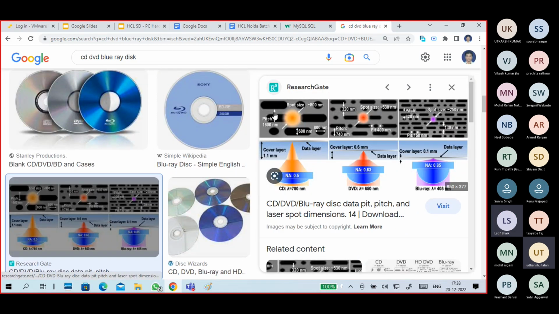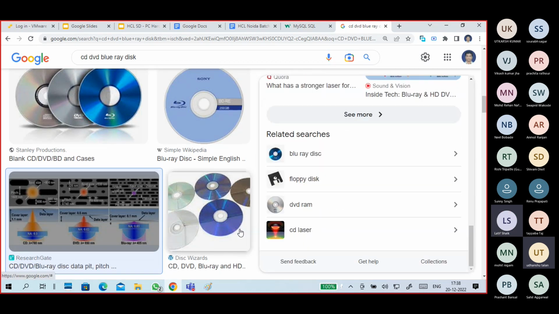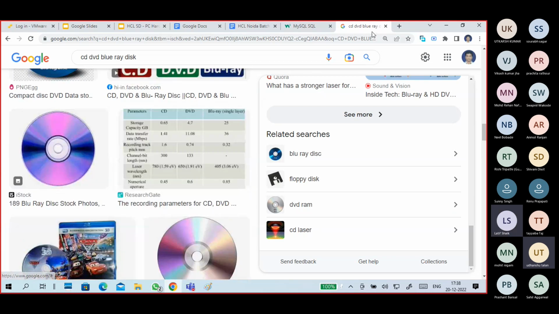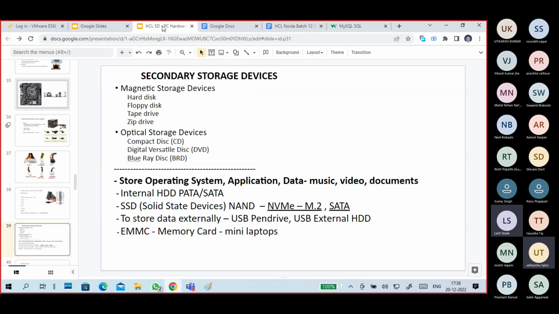This is the density. The pitch density: can you see? A lot of gap here, and very little gap there. So that is the density, in the same size. Small size CD DVDs are also there.